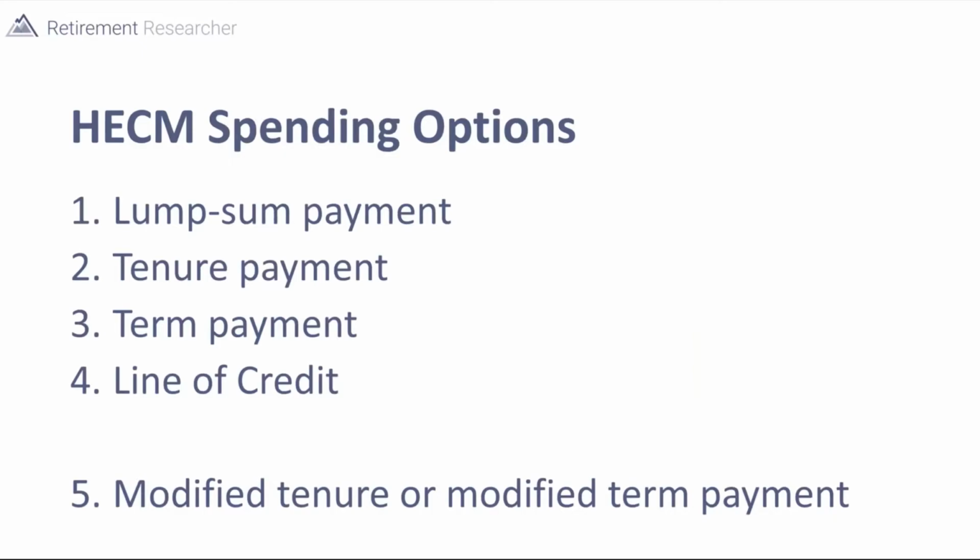Now, when it comes to the spending options, you have these options: taking out an initial lump sum, turning on a tenure payment for life or for as long as you live in the home and remain eligible, a term payment for a fixed number of months and years, and then also the line of credit. And you can choose various combinations because a line of credit is completely flexible about when you want to draw from it. And you could call each draw a type of lump sum distribution.